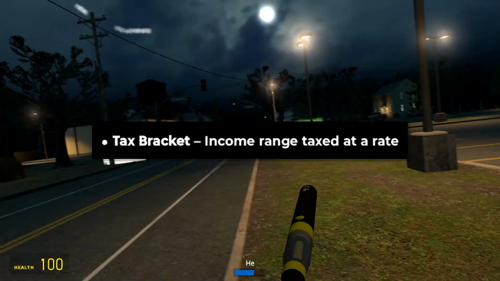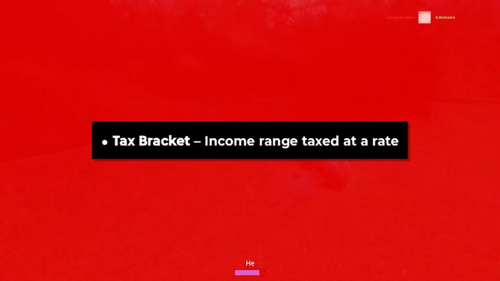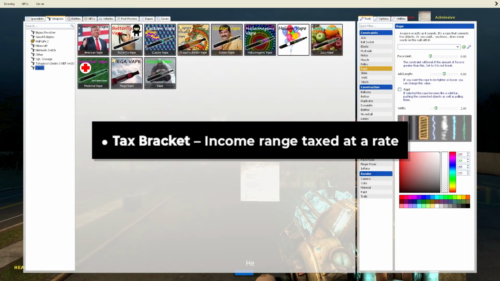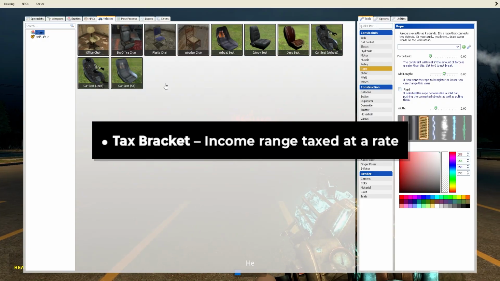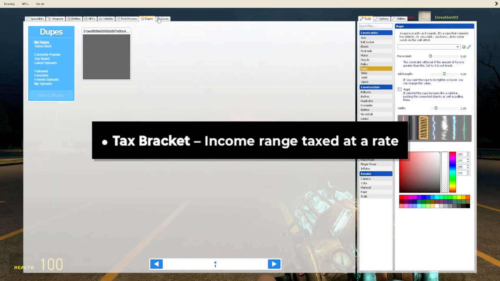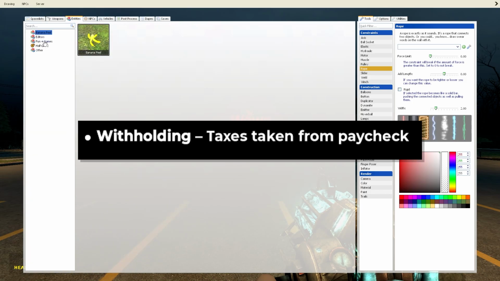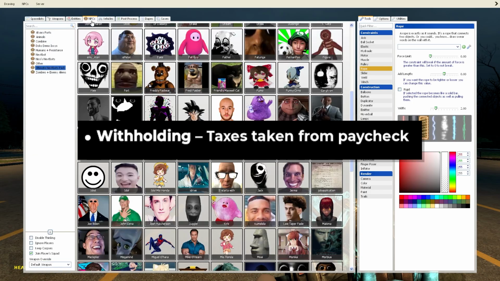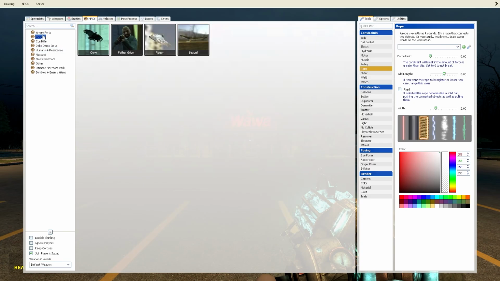I don't know why the definition is set there, but tax bracket basically just means depending on how much money you make, this is where your tax bracket will be. You'll either be a 10%, 15%, 25%, etc. Based on how much money you make, that's how much they will take from your income. Withholding is just taxes taken from paycheck. Again, really boring stuff. You can learn about those terms if you want.